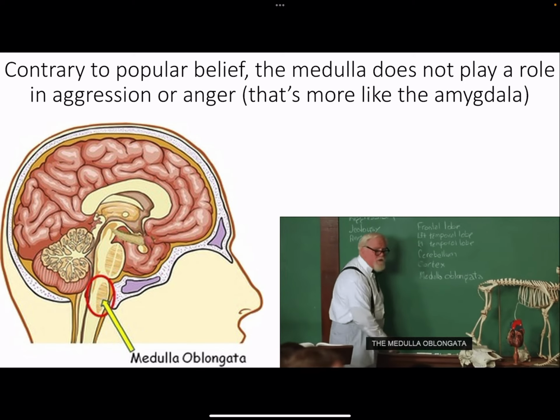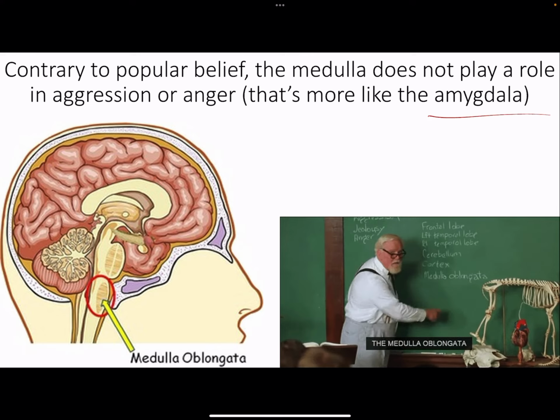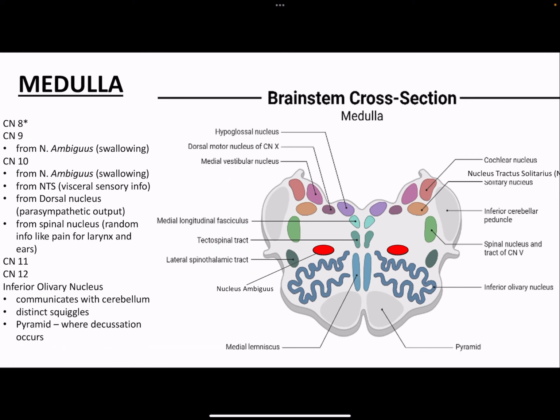Medulla does not play a role in anger or aggression. That'd kind of be more the amygdala. I don't know where people got that idea from. The medulla: cranial nerve 8, again, is kind of in the medulla and the pons. So cranial nerves 9, 10, 11, and 12, you have this inferior olivary nucleus. It's a little squiggly thing. Mainly, it's just a distinct thing to know, oh okay, got it, we're in the medulla, if you see this on the test. I think this was my test, and I missed it because I'm a dummy. But this is going to communicate with the cerebellum.